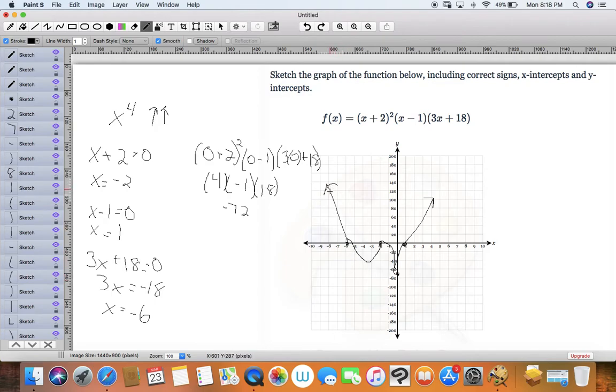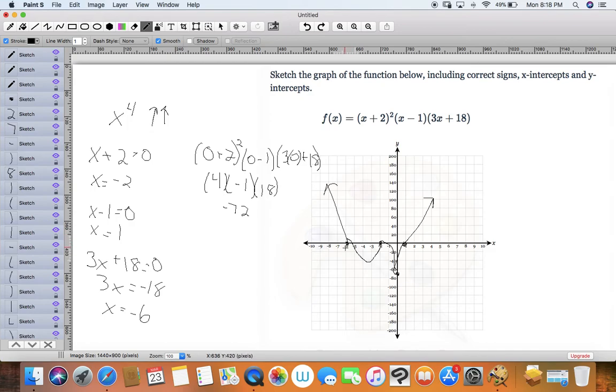If we think about what this function is doing, it's got to go through the point negative 6, and then it's going to go up to negative 2. But because of this squared function up here, that means it changes direction. So it's got to go up and come immediately back down to hit the y-axis, and then come up and go through that point.